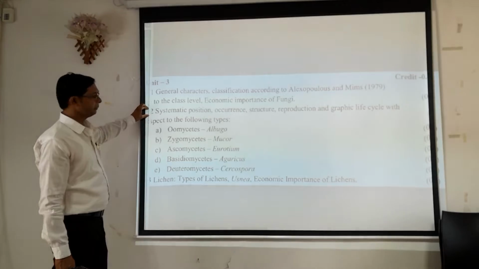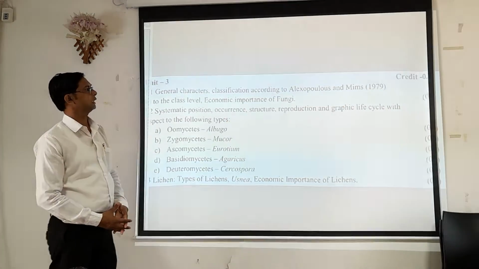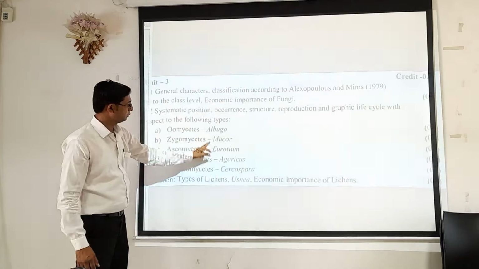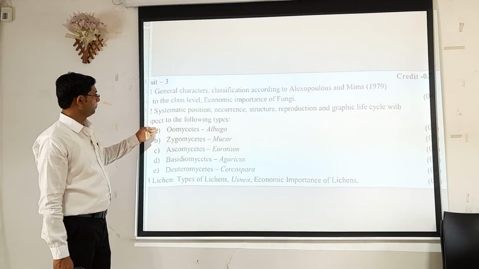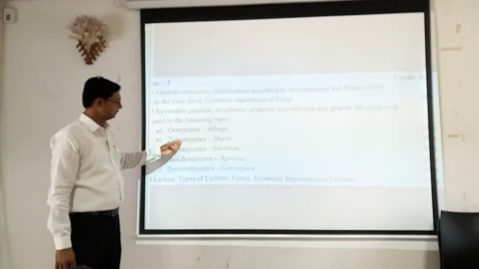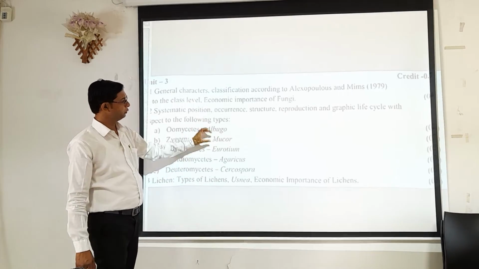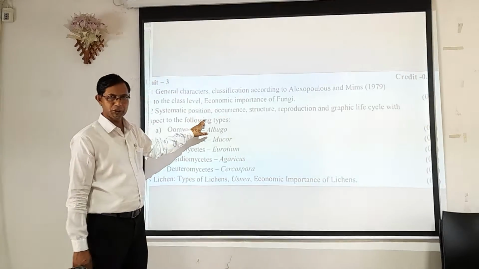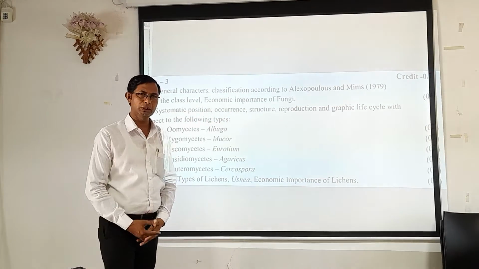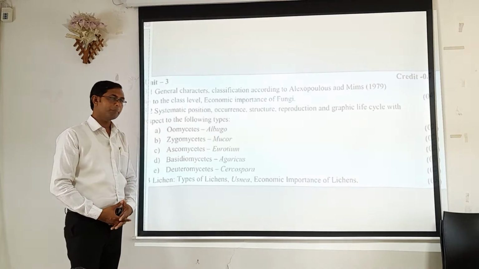Along with this, the second part is related to systematic position, occurrence, structure, reproduction, and life cycle of these particular examples. So again, just like algae which we have seen, in fungi also there is a group given and an example is also given. We are going to discuss these examples with reference to systematic position, occurrence, structure, reproduction, and along with that we are going to draw the graphical life cycle of these examples.